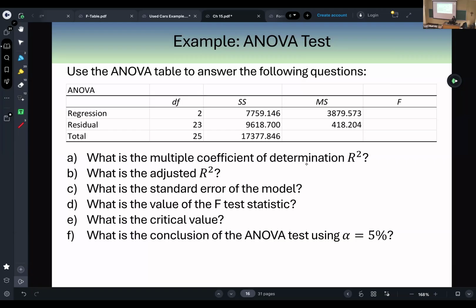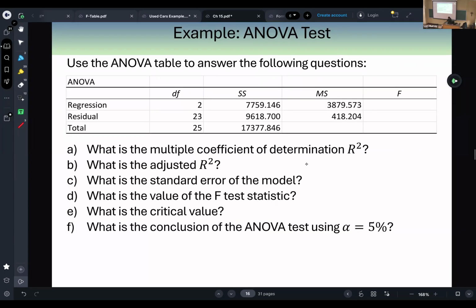What is the multiple coefficient of determination, R squared? We can get that. What is the adjusted R squared? We can get that. The standard error of the model, the value of the F-test statistic, the critical value, and finally, what is the conclusion for the overall model? We can do all that right here.